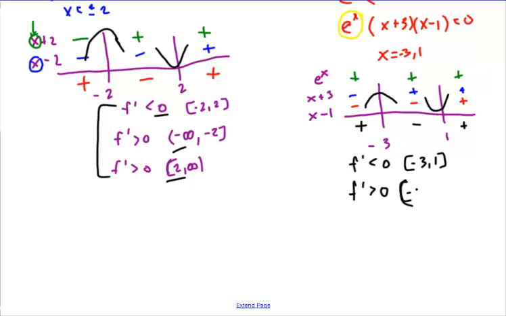Oops, from negative infinity to negative 3. And then the derivative is also greater than 0 from 1 to infinity.